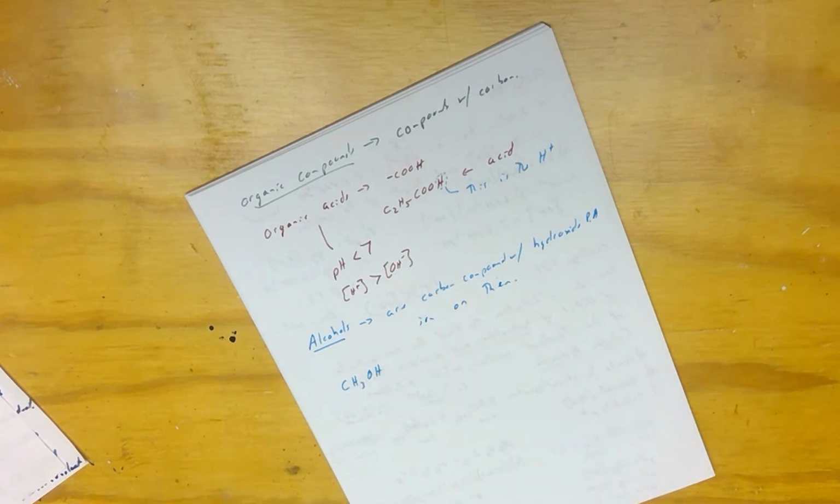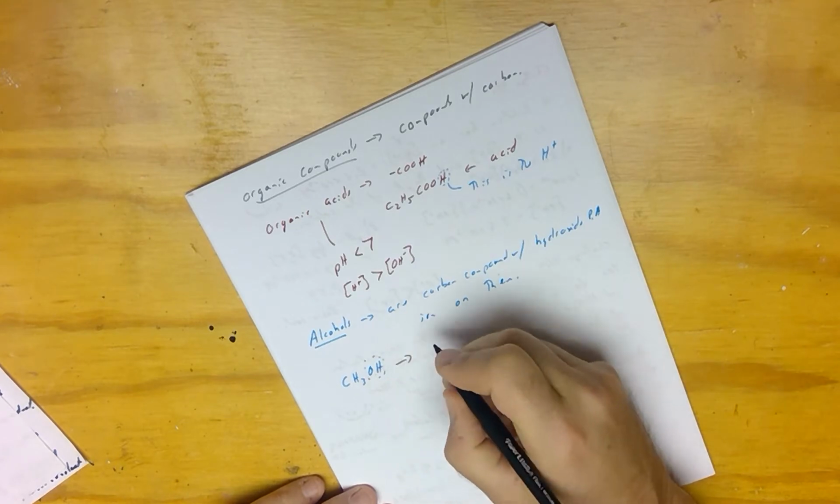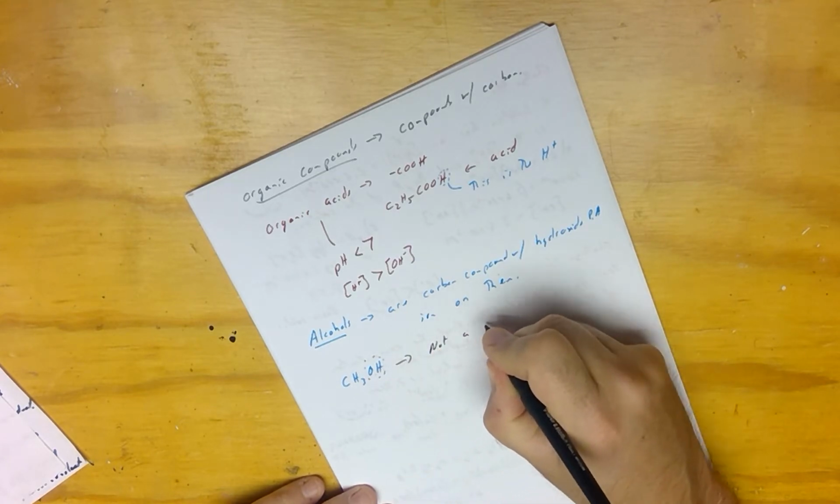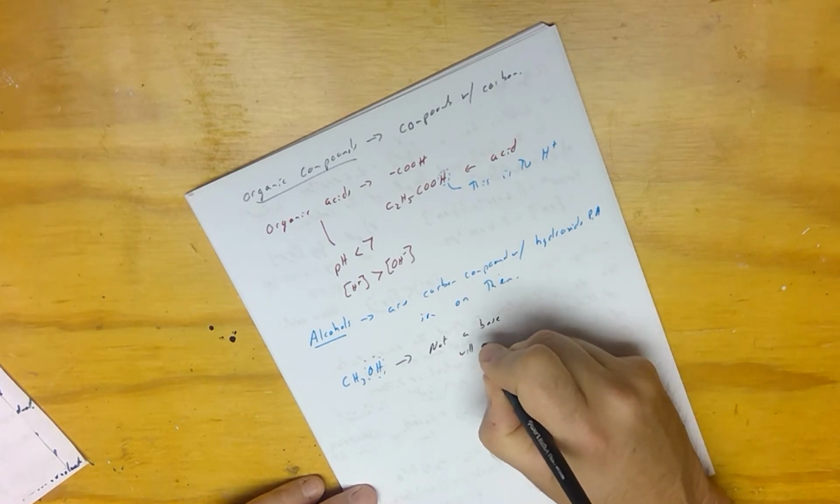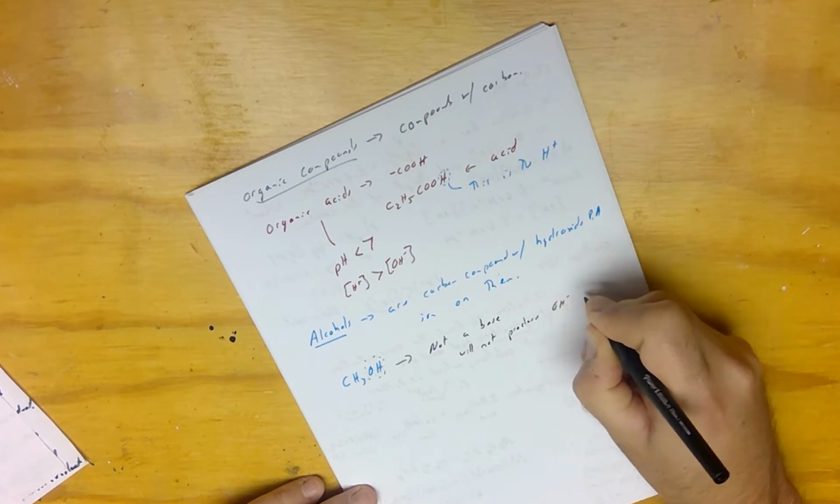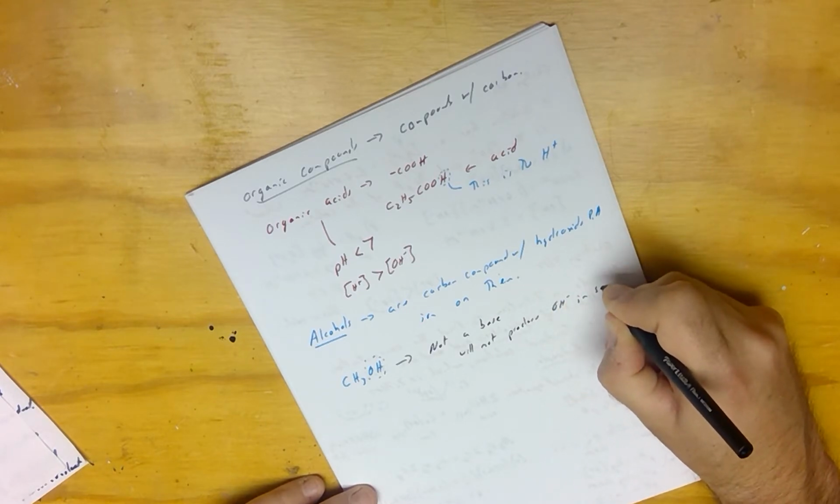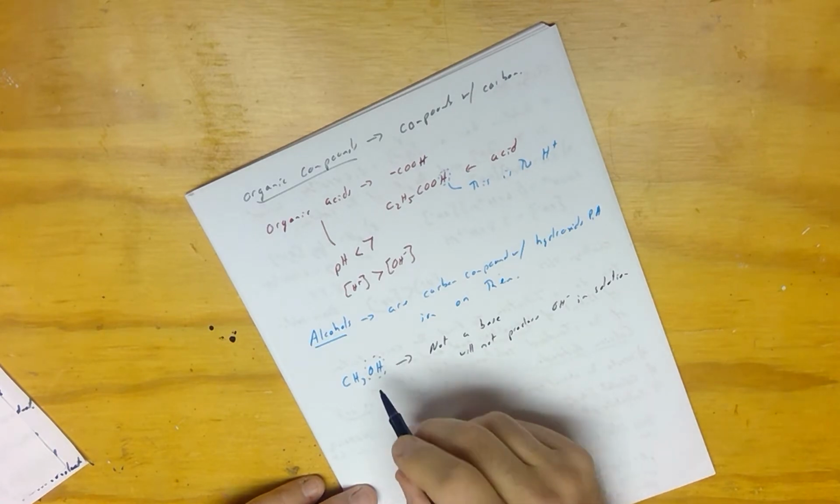Now, this looks like a base. Why does it look like a base? Well, it's got this OH sitting right here. But it is not a base. It will not produce OH- in solution. It looks like it does because it has this OH, but it won't come off.